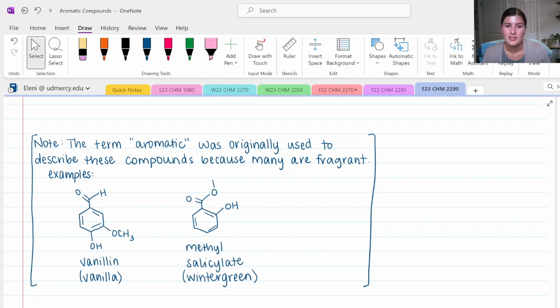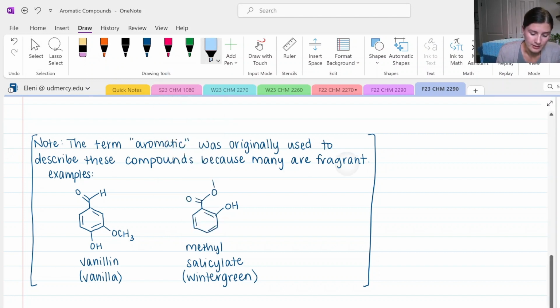So one example here is vanillin, which is the scent of vanilla. You can see it has that similar structure in the center here, where it's a cyclic arrangement of carbons that each have an unhybridized p orbital. Another example is methyl salicylate, which is the wintergreen scent. Again, it has that kind of benzene-like structure here with some substituents on the ring.